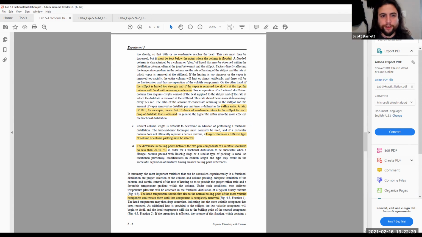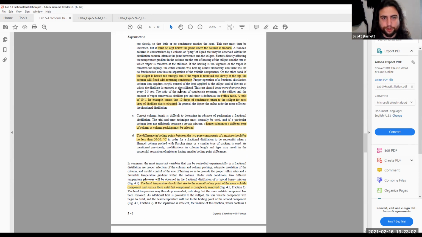The proper operation of a fractional distillation requires careful control of the heat. So you don't want to be heating it too hot and too fast, because then you'll just get boiling and it'll start refluxing. And then you'll get all of this flooding in your column where you just have a large amount of liquid of your less volatile component that's actually blocking you from being able to distill off your more volatile component. So then you would have to lower the heat a little bit and go a little slower. It's all about slow and steady wins the race with regards to fractional distillation.